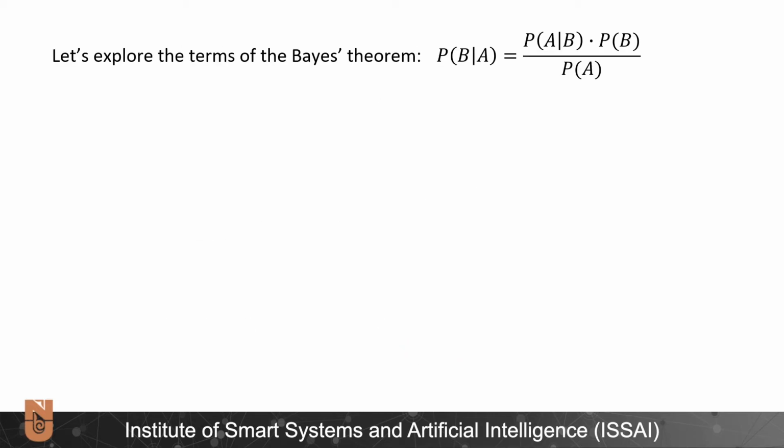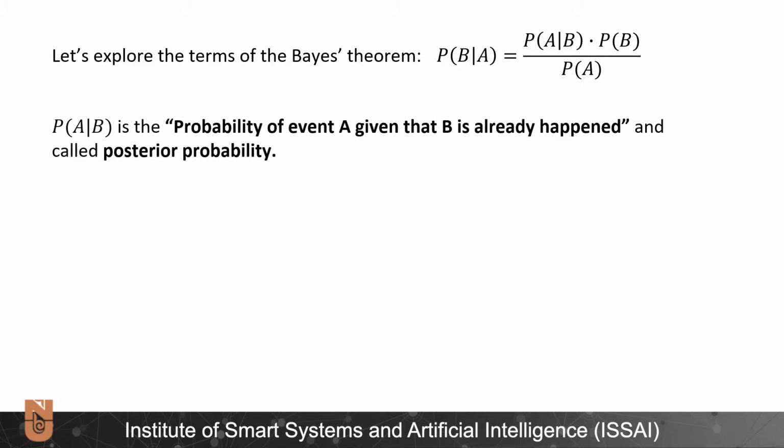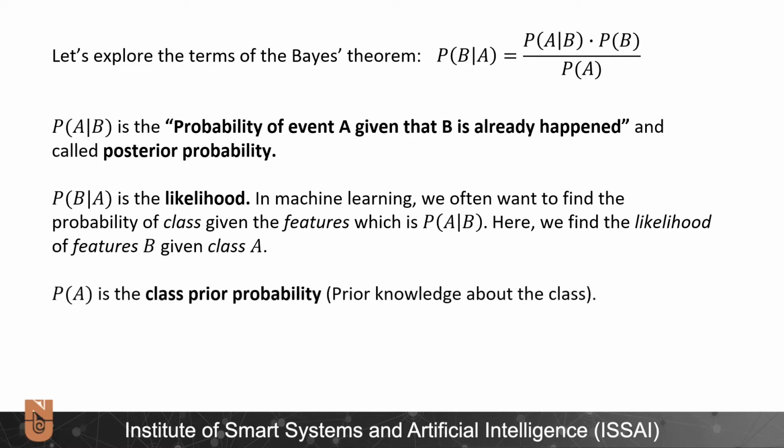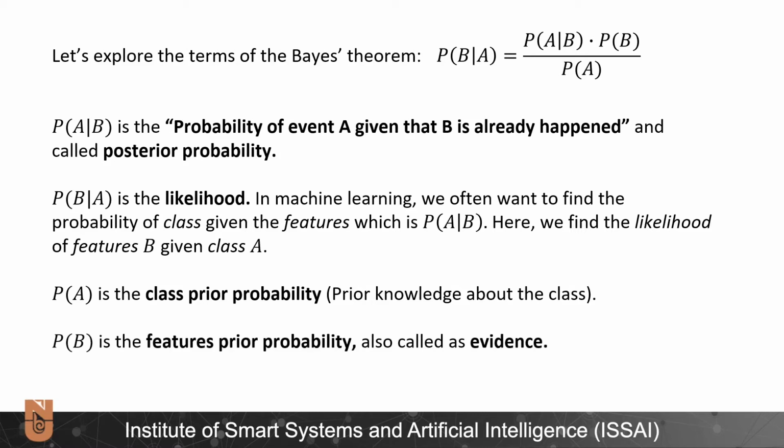Let's explore the terms of Bayes' theorem. Probability of A given B is the probability of event A given that B has already happened and is called the posterior probability. Probability of B given A is the likelihood. In machine learning, we often want to find the probability of class given the features, which is probability of A given B. Here, we find the likelihood of features B given class A. Probability of A is the class prior probability, our prior knowledge about the class. Probability of B is the features' prior probability, also called evidence.